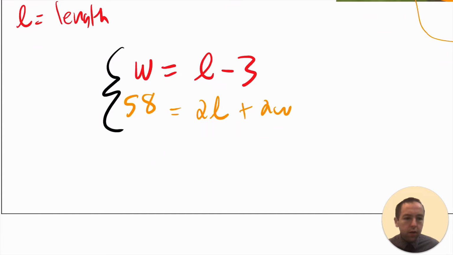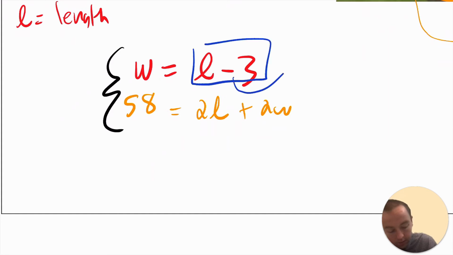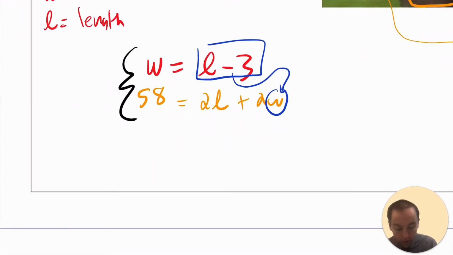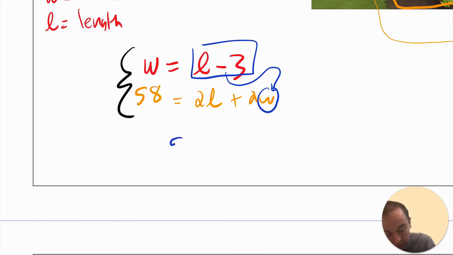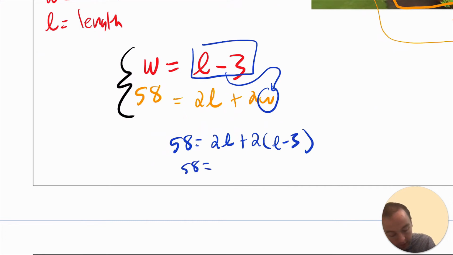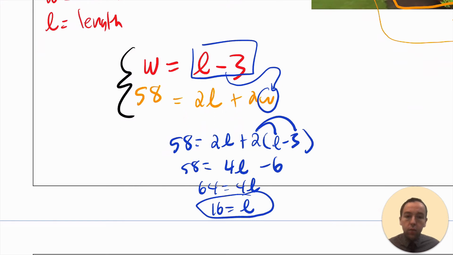So it looks like it's ready to do some substitution, because what we see here is that W is isolated. So if we take L minus 3, we can substitute that in for W into the other equation. If we do so, then we'll have 58 equals twice L plus twice the quantity of L minus 3. Then if we do some distribution, 2L will combine with the other 2L to be 4L, and then minus 6. If we add 6, 64 equals 4L, and then divide both sides by 4, that's going to give us that 16 should be the length.